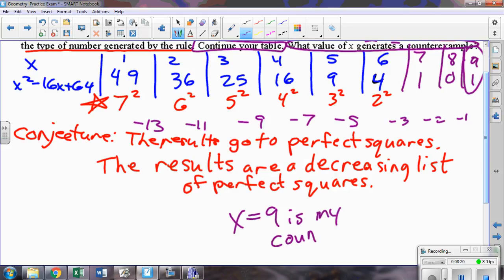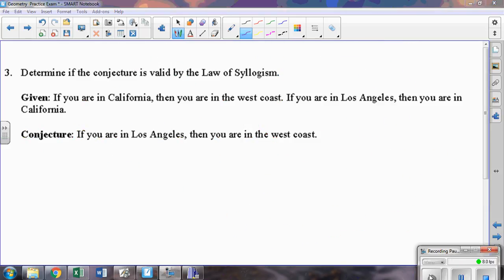And so we can simply say x equals 9 is my counterexample. Continuing to number 3. Is this conjecture valid by the law of syllogism?